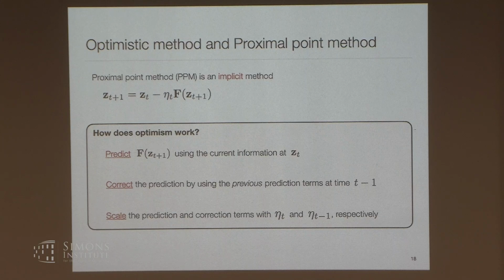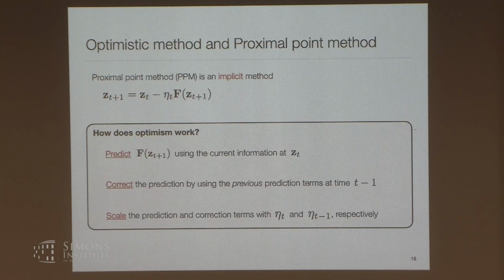And then we're going to scale those things, combine them, and then hopefully get a nice correction, which the optimistic method actually does. This correction idea is also similar to extra gradient, but it's a bit technical to say if there's any equivalence. So this predict, correct, and scale idea is what we're going to do.